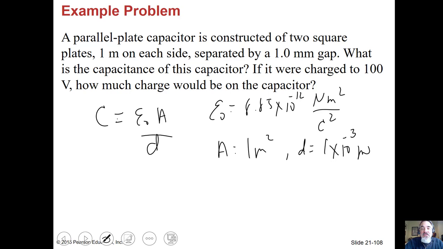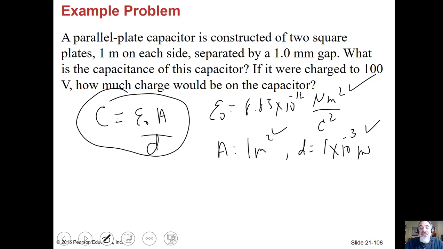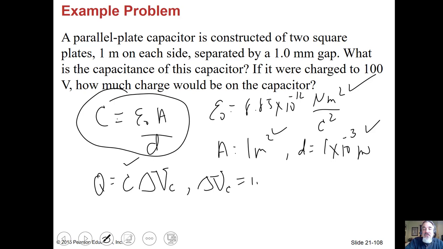Good. So to solve for the capacitance, you can put this in. We have everything here. We have epsilon naught's a constant. The plates, nice and easy to calculate, 1 meter on each side. The separation between the plates is this. So you can put this in to get the capacitance. And then we know Q is equal to C times the voltage across the capacitor. So they're saying, okay, now that you got C from the first part, if the voltage across the capacitor is 100 volts, how much is the charge? So again, you have the voltage across it.